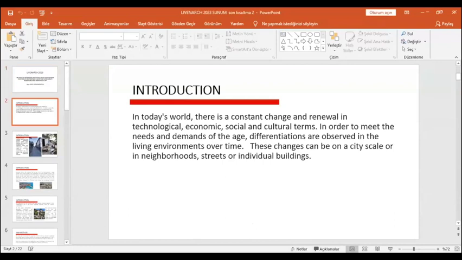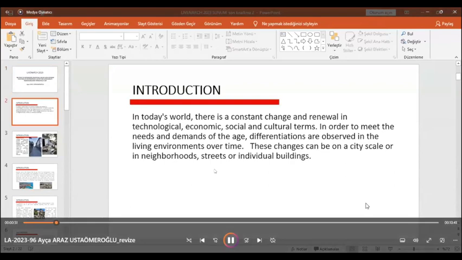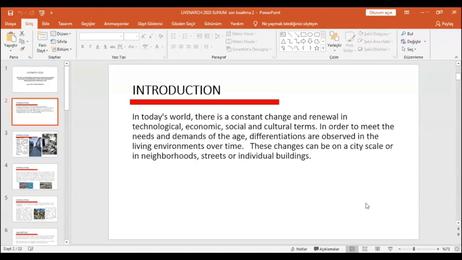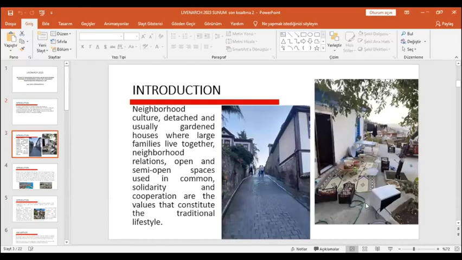In today's world, there is constant change and renewal in technological, economic, social, and cultural terms in order to meet the needs and demands of the age. Differentiation is observed in living environments over time. This change can be on the scale of a neighborhood, streets, or an individual building. Neighborhood culture, detached and usually gardened houses where large families live together, neighborhood relations, open and semi-open spaces used in common, solidarity and cooperation are the values that constitute the traditional lifestyle.